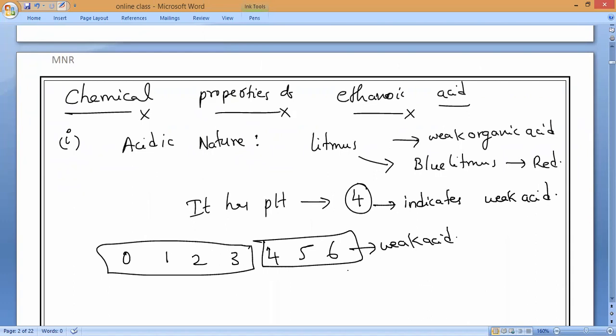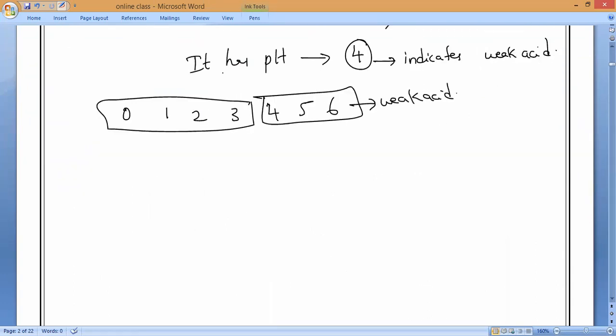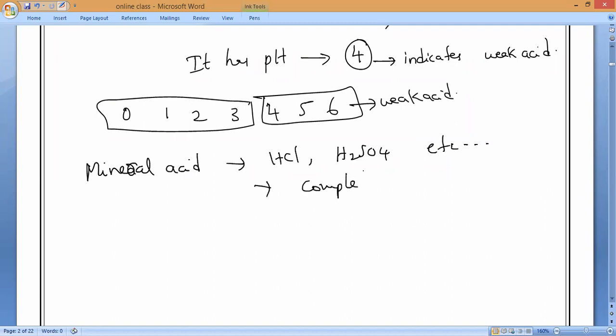What is the reason behind weak acids? Because organic acids are not like mineral acids. Who is an example of a mineral acid? Hydrochloric acid, sulfuric acid, nitric acid, etc. They will completely ionize, so their pH value is less. So are they strong acids or weak acids? Strong acids.